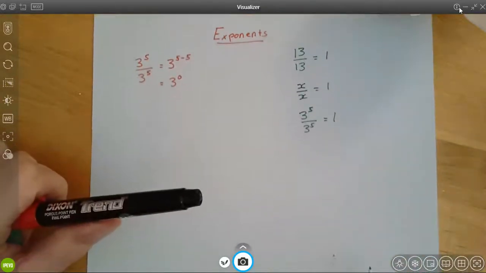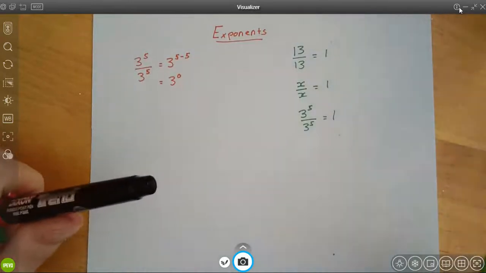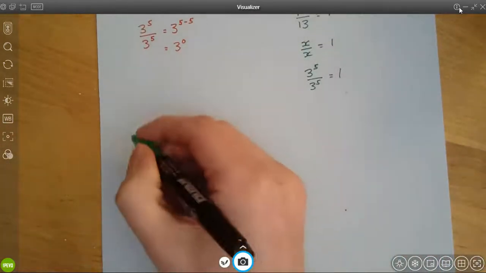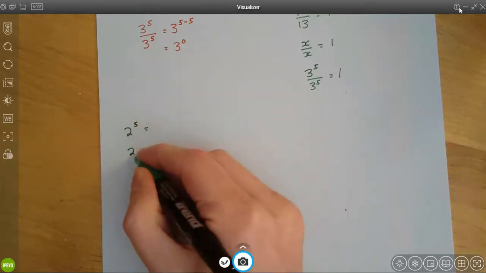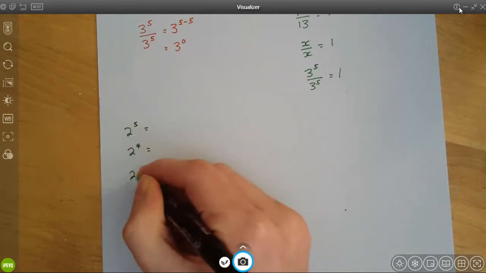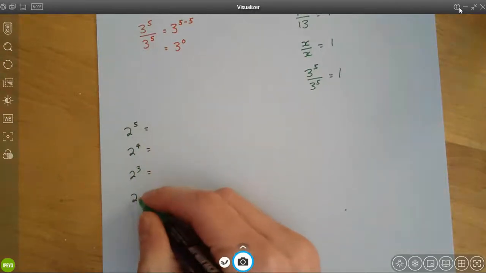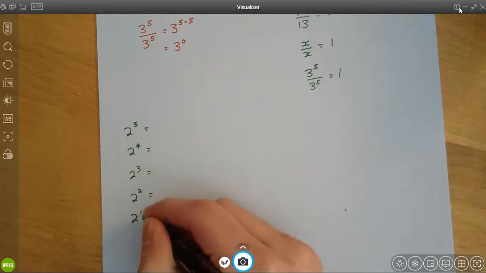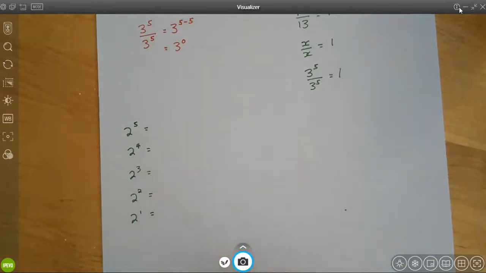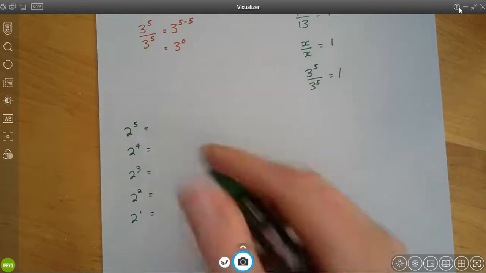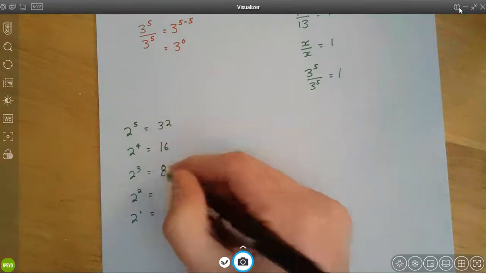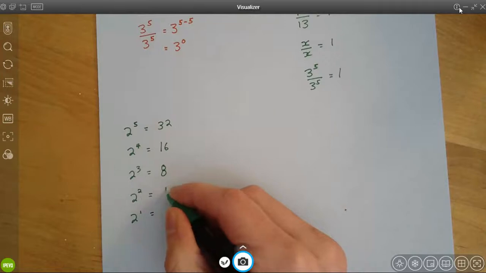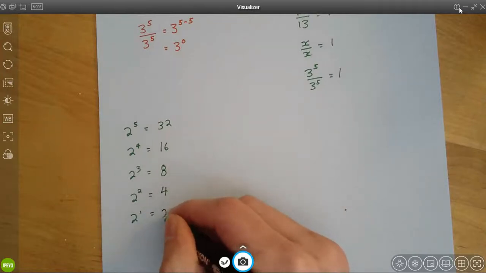Another way that I like to think about this is through a patterning approach. So let's take 2 as our base. So I'm going to evaluate 2 to the power of 5, 2 to the power of 4, and so on. So in each line on my paper, I'm just reducing the exponent by 1. So what is 2 to the power of 5? You could use your calculator. Maybe you already know in your head. 2 times 2 times 2 times 2 times 2, 32. 2 to the power of 4 is 16. 2 to the power of 3 is 8. 2 times 2 times 2. 2 squared is 4. And then 2 to the power of 1 is 2.